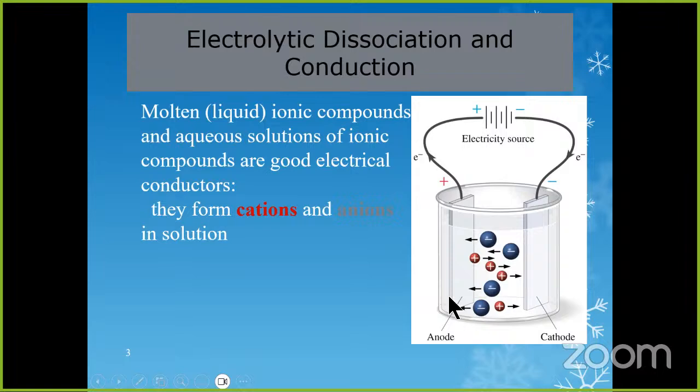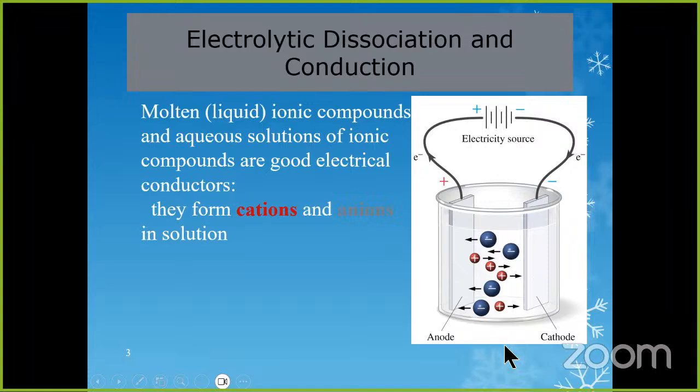One is called the anode because it is connected to the positive part of the electricity source. And the other one is called the cathode because it is connected to the negative part of the electricity source, right? So basically, the negative ions will be attracted to the anode, which is positively charged, and the positive ions will be attracted to the cathode, which would be negatively charged.